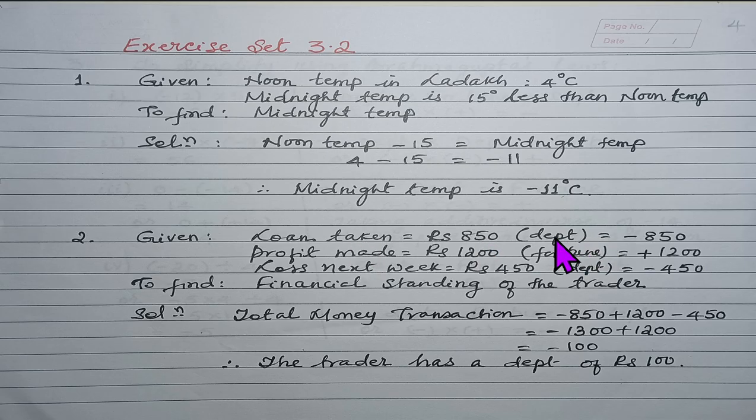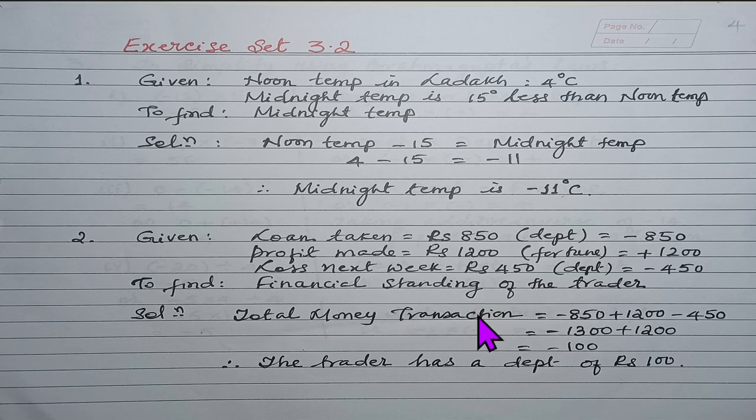Now the second example is a person takes a loan of rupees 850, which is a debt, and therefore when it is a debt I can write it as minus 850. The profit made by him, that is rupees 1200, we can consider it as a fortune, and therefore it is plus 1200. Again he incurs a loss of rupees 450, which can be taken as a debt, and therefore it is minus 450. Now we have to find out the financial standing of the trader.